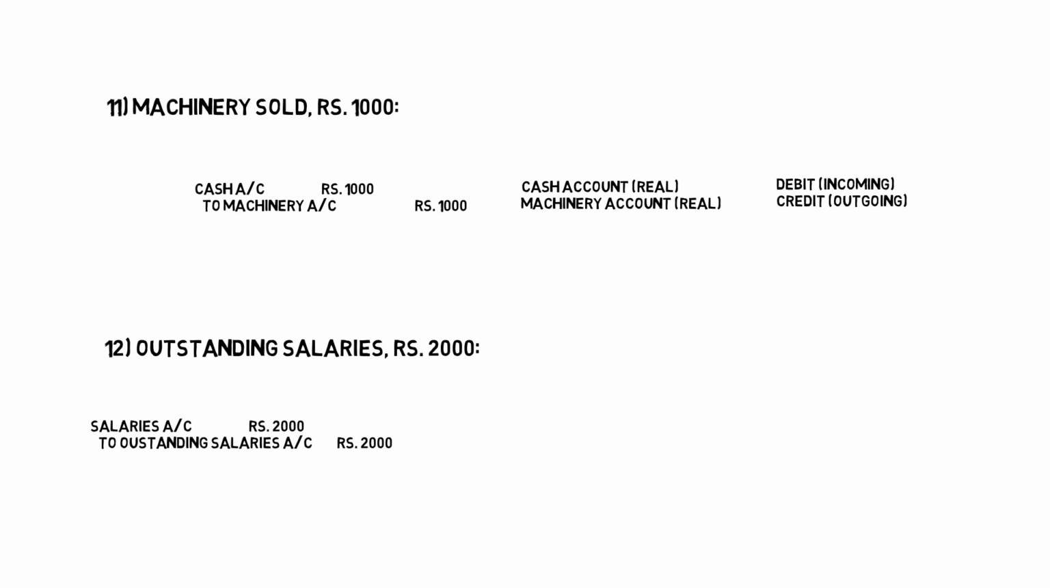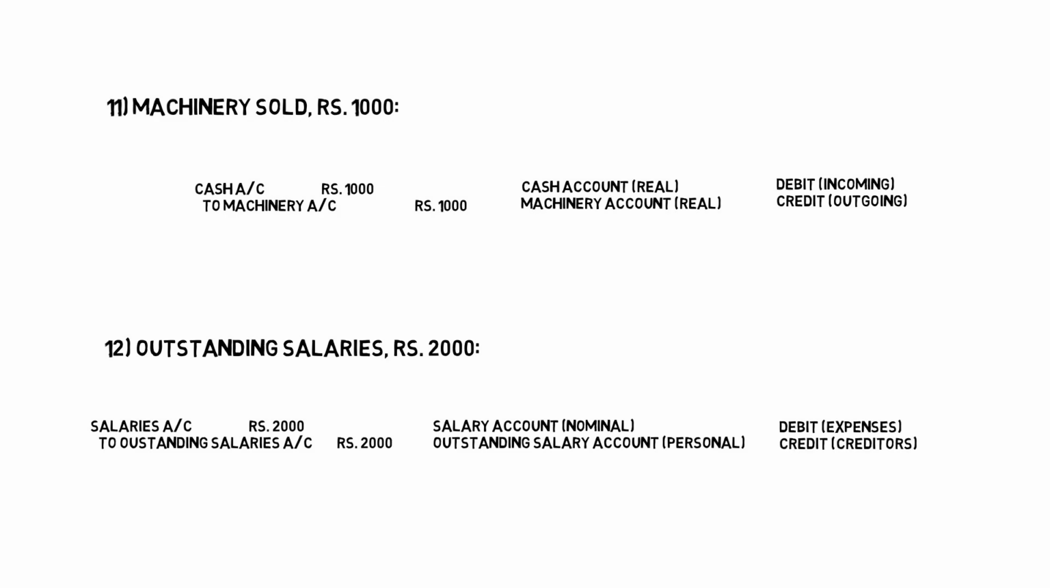And for the 12th one and the last one, we have outstanding salaries rupees 2,000. So what you're going to do here is salaries account rupees 2,000 is being debited because nowhere it is mentioned that you have paid outstanding salaries. So salaries account debit rupees 2,000 to outstanding salaries account rupees 2,000. Salary account is a nominal account. So when there is an increase in expense or when there is an actual payment of expense, you debit the expense. But outstanding salaries is a liability, which means it has been outstanding for a long period of time which you are due to pay to your employees. So outstanding salary account becomes a personal account by default due to its nature of being a liability. So you debit the expense here and you credit the creditor here, who's nobody but your own employees in the business.